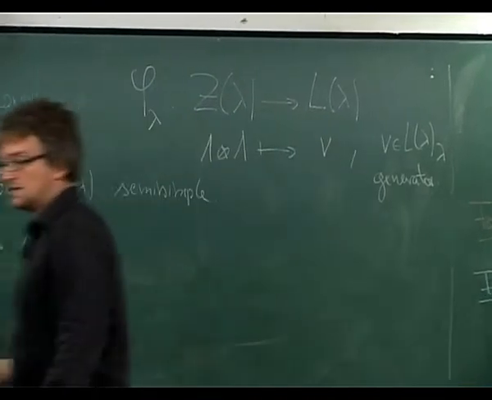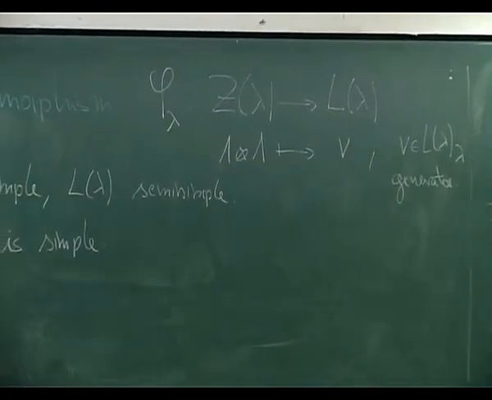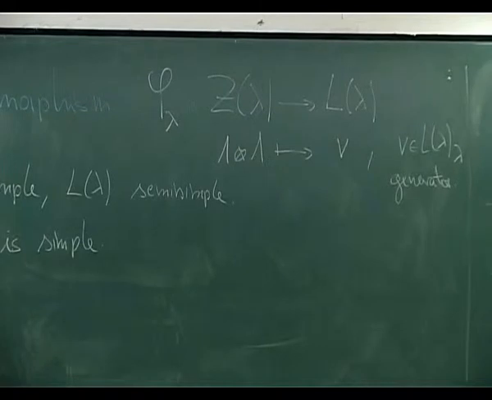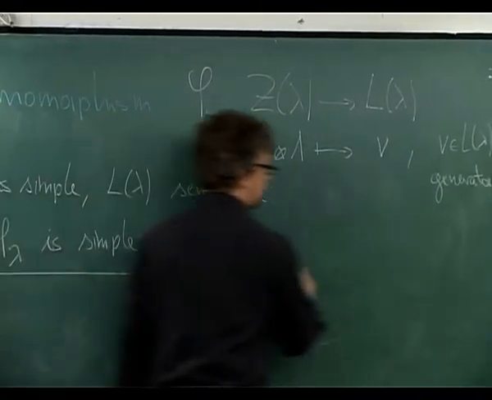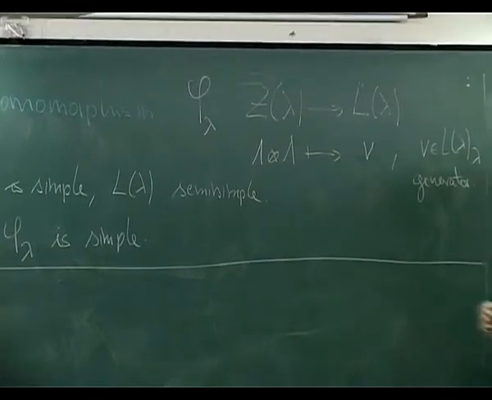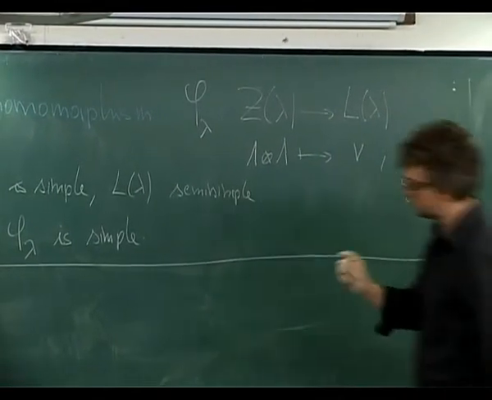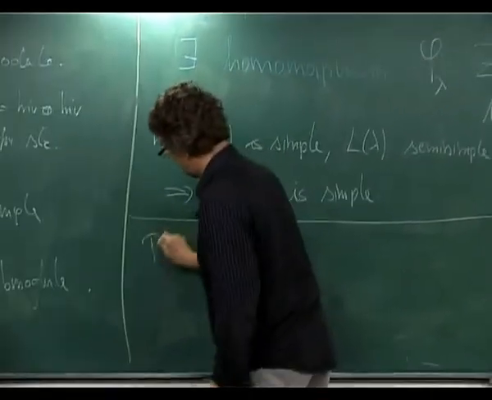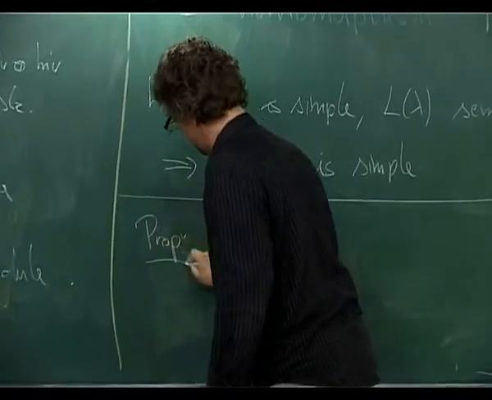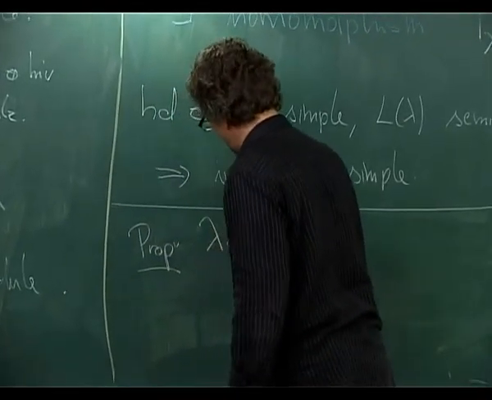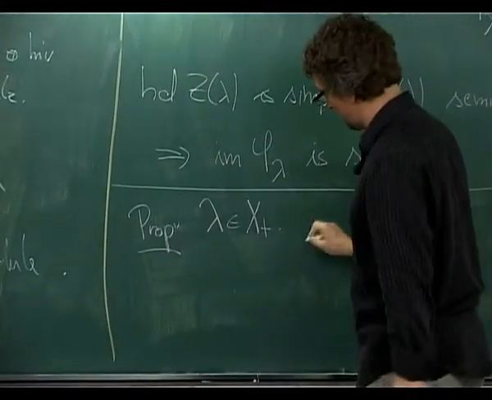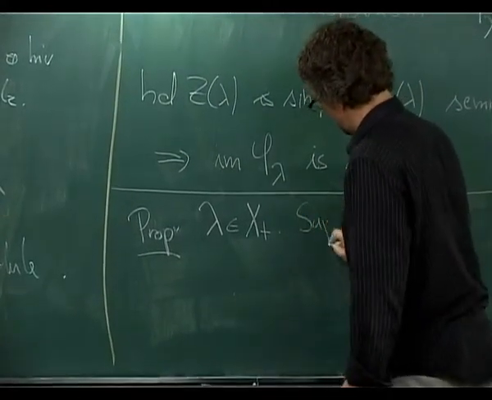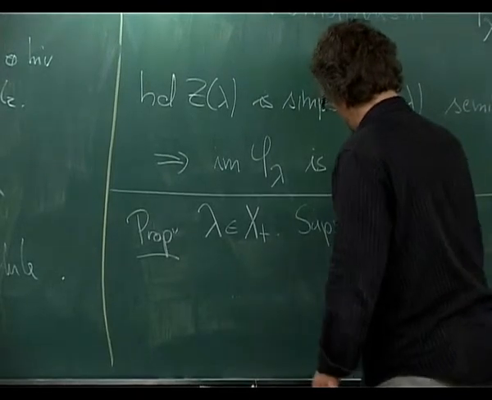So now you will see in a second what all this amounts to. Namely, now I prove the following. So this is a proposition. We are again taking a dominant weight, and suppose lambda is restricted.